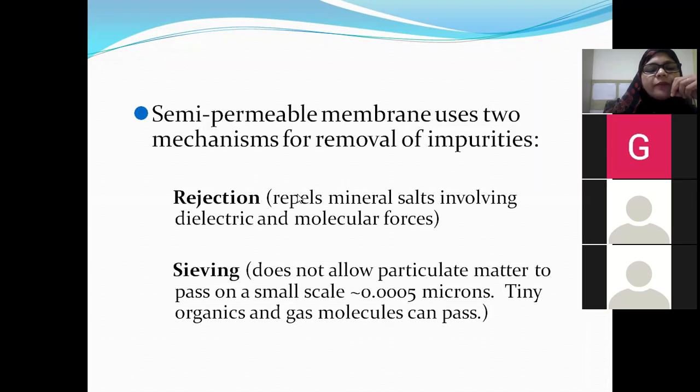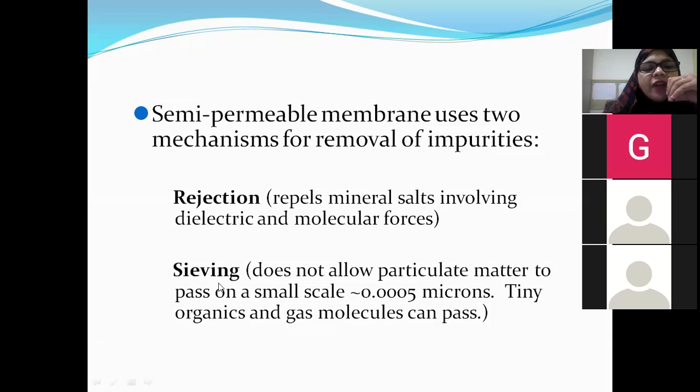So what happens in the rejection method? Suppose you have two ions of the same charge, so they are going to repel each other. Or your ion selective membrane is a cation selective membrane and you are passing cations through it, so that will not happen. They are going to repel each other and they will be left behind. They will not be allowed to pass through it. So in the rejection method, it is going to repel the mineral salts involved, through dielectric or molecular forces.